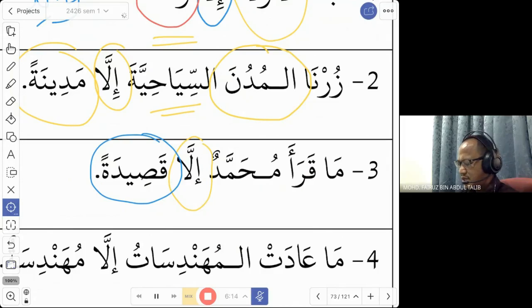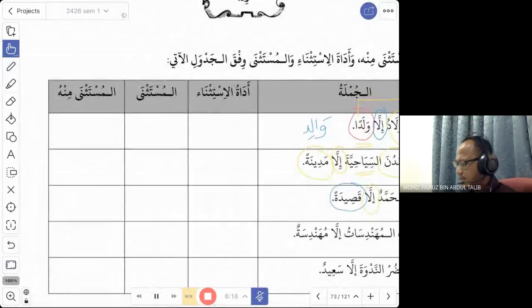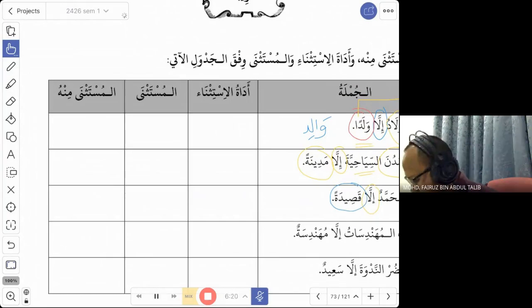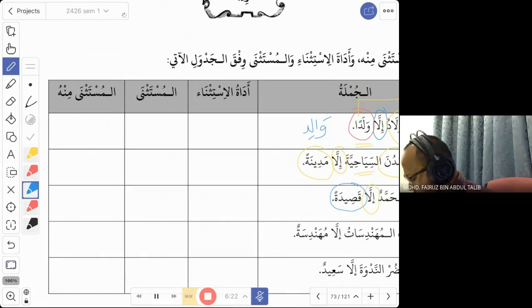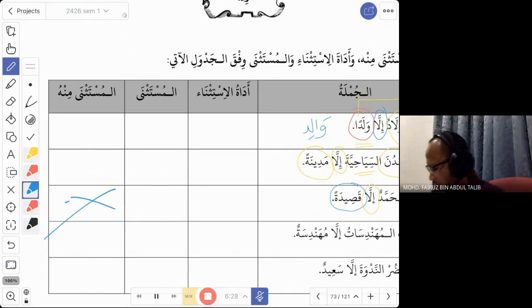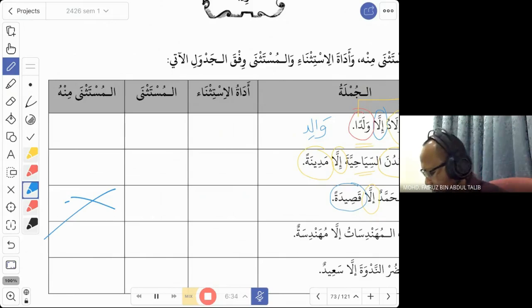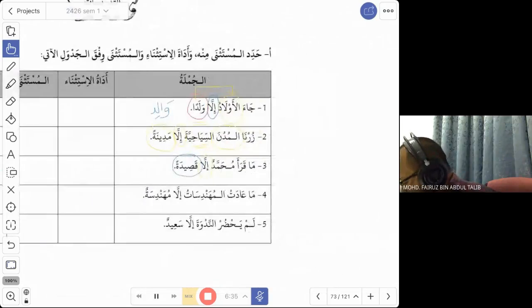So if you have this exercise or this question in the exam, for mustasna minhu, there's no mustasna minhu. So you just dash. There's no mustasna minhu. You just write adat istisna and also mustasna. All right. So that is for number 3.